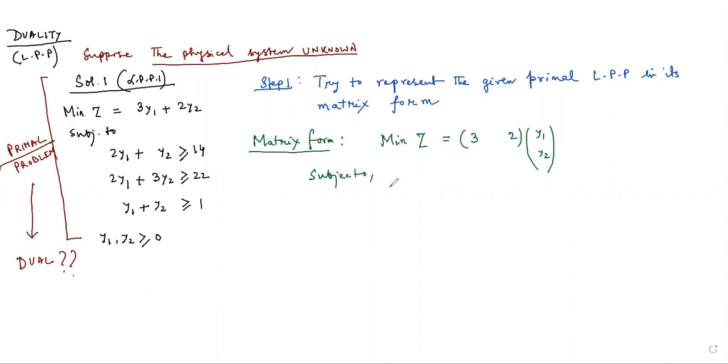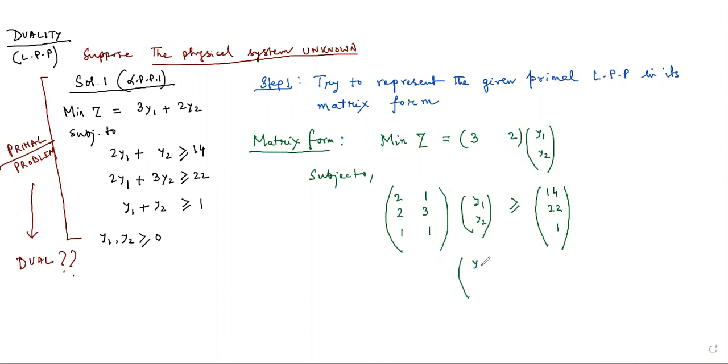subject to the matrix with rows (2, 1), (2, 3), (1, 1), and, sorry, just a minute. Two variables are there only, Y1, Y2. Here the order of the matrix is 3 by 2 and here the order of the matrix is 2 by 1, and so the matrix multiplication is possible. Greater than or equal to (14, 22, 1). So from here we'll get 2Y1 plus Y2, 2Y1 plus 3Y2, Y1 plus Y2, and each of these on the left hand side will be made greater than or equal to the corresponding value on the right hand side, which is 14, 22, and 1 respectively.